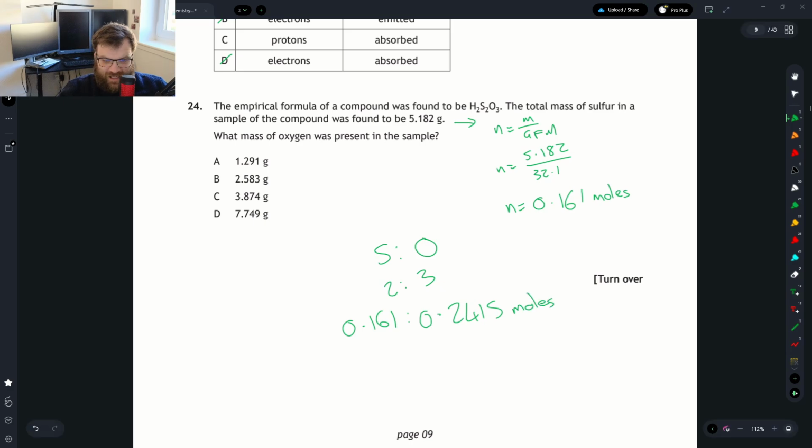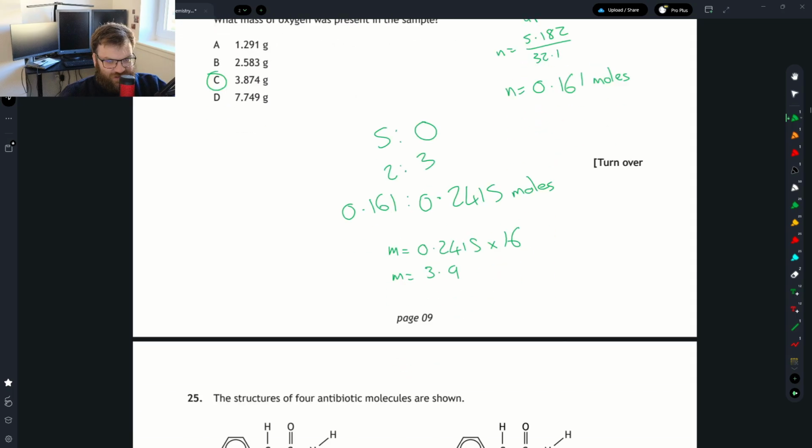And then with these ones, we want to times it by the mass of oxygen. This isn't dealing with the O2, this is just the single oxygen. Our mass equals 0.2415 times 16. That will be rounded to 3.8, 3.9. C would be the best answer there. If I hadn't rounded it earlier on, or rounded it less earlier on, it would have matched up exactly, but that's the answer that I'd put for 24.